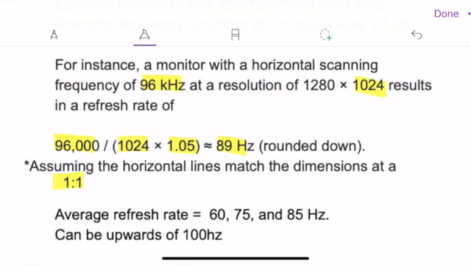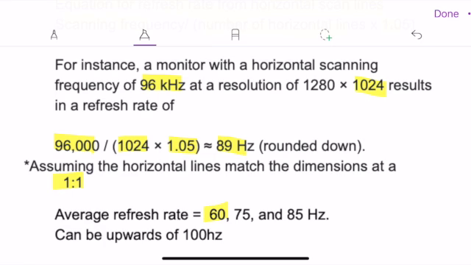And 89 hertz essentially means 89 full screens of line per second, meaning that the electron is going to go from the left side of the screen to the right side and back 89 times per second for one line of screening on the TV.